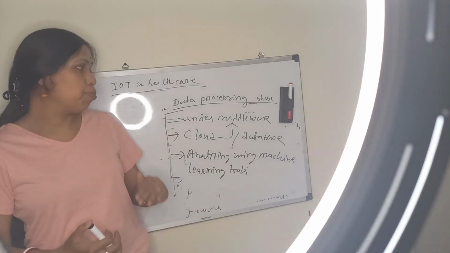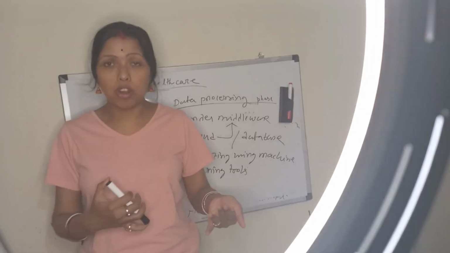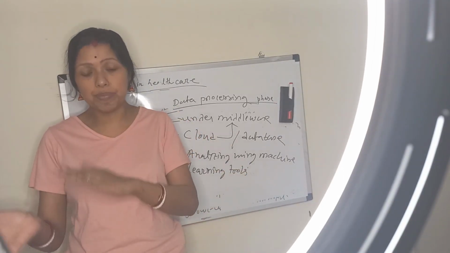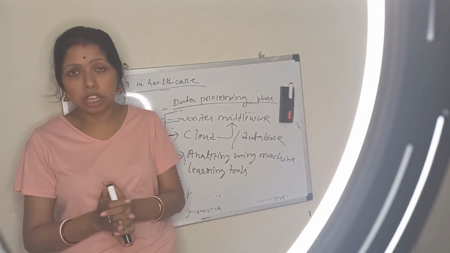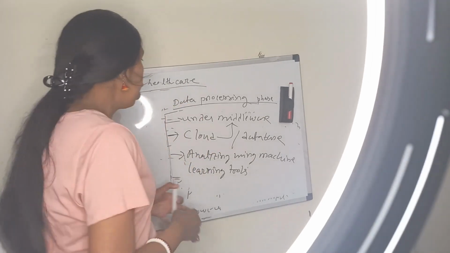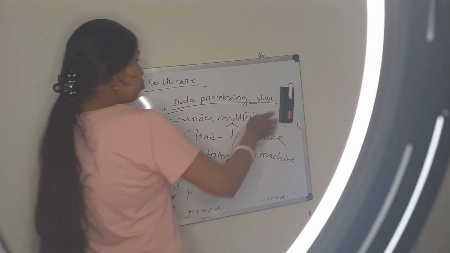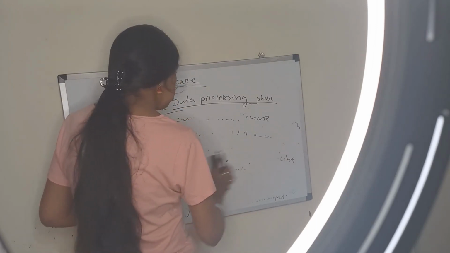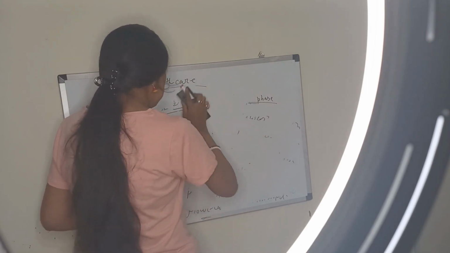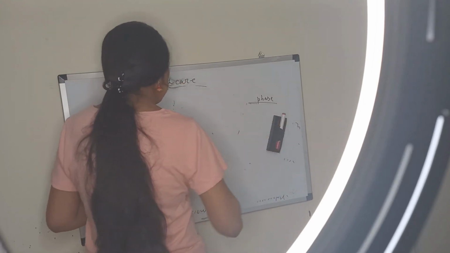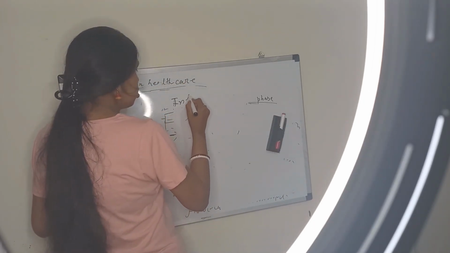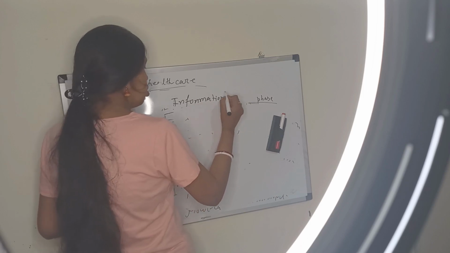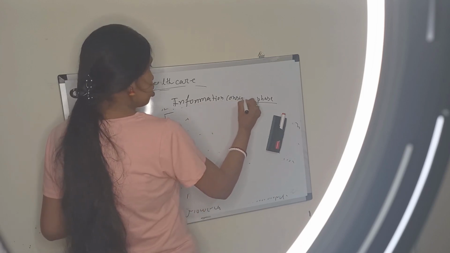So this data processing comes under the middleware layer, where all the data is stored in the database and used for data processing. So after the data processing phase, next comes the information consuming phase.